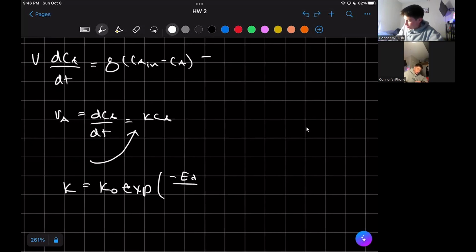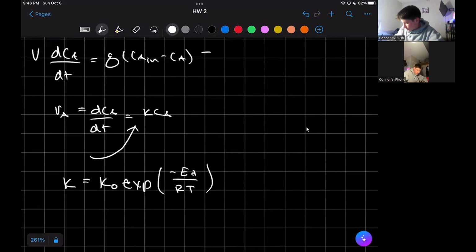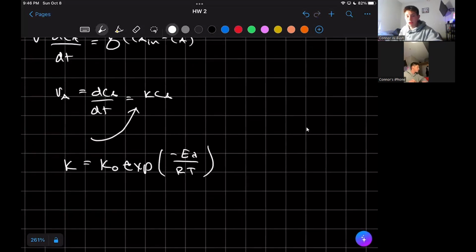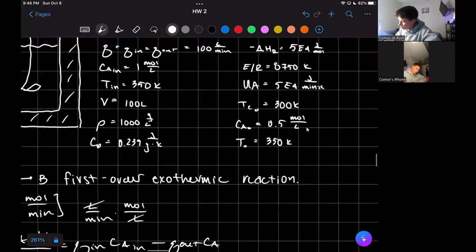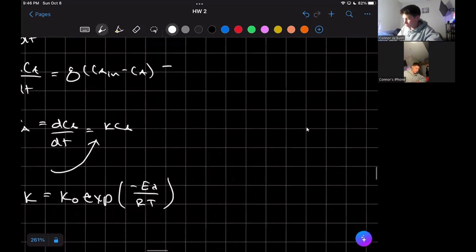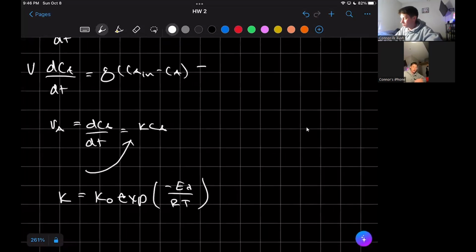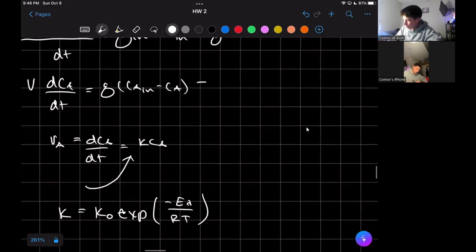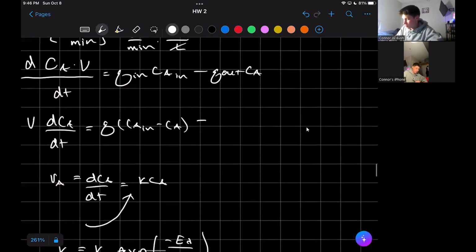So that is equal to this exponential factor multiplied by the exponential of the negative activation energy divided by the gas constant multiplied by the temperature. We're given E over R, so we can split that out later when we're going to code. But since the rate constant is positive, we're subtracting a positive number. So it's just minus K Ca.